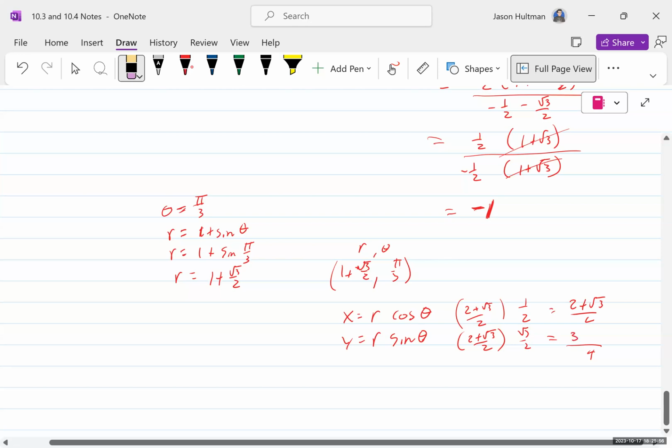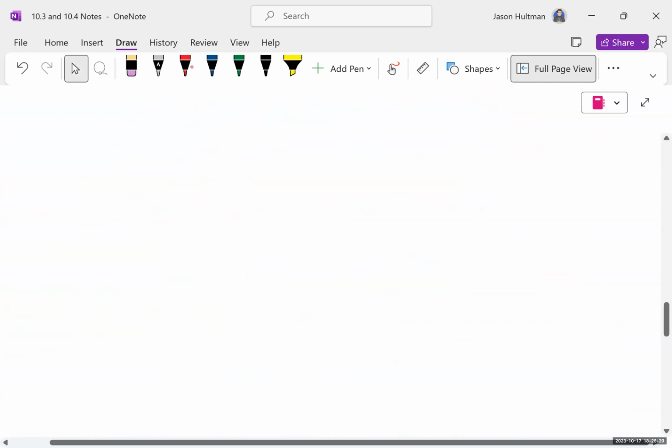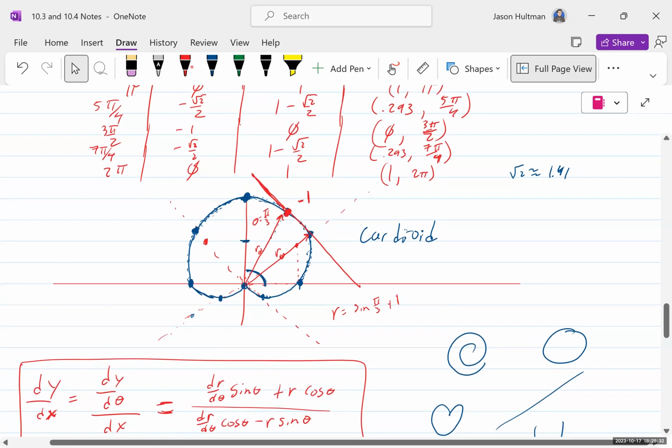I could have just distributed first and written the 3 term first. So that's going to be the square root of 9, which is 3, plus 2 radical 3, just so that they're in the same form. So my point is (2 plus radical 3 over 4, 3 plus 2 radical 3 over 4). It's kind of a weird point, but that's where it's located on my cardioid.